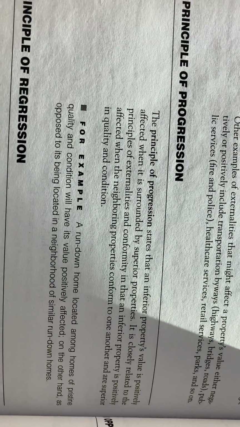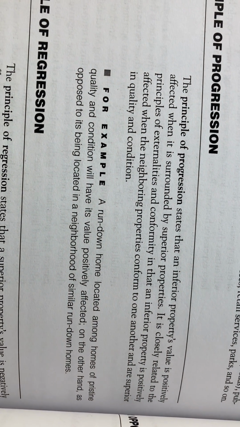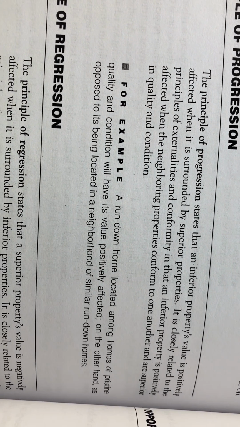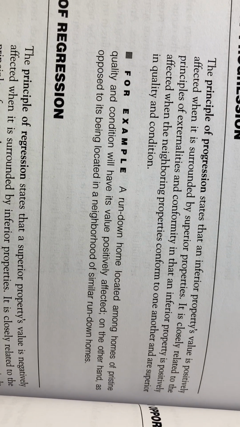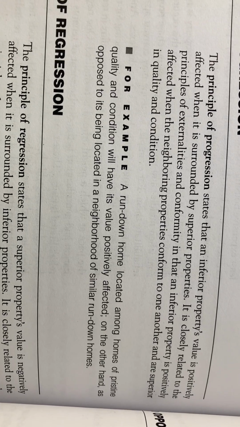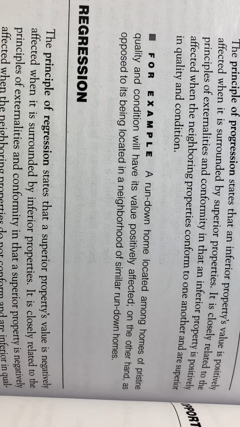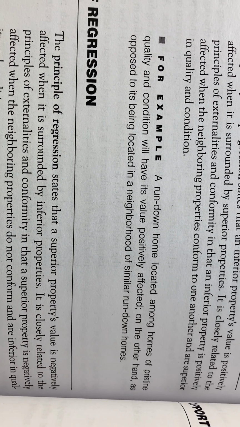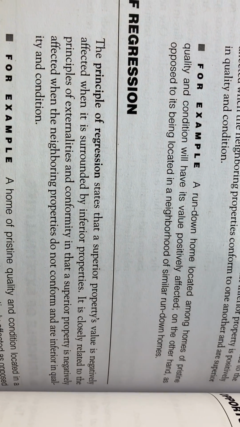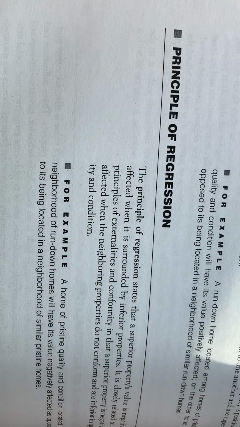Principle of progression. The principle of progression states that an inferior property's value is positively affected when it is surrounded by superior properties. It is closely related to the principle of externalities and conformity in that an inferior property is positively affected when the neighboring properties conform to one another and are superior in quality and condition. For example, a rundown home located among homes of pristine quality and condition will have its value positively affected, as opposed to its being located in a neighborhood of similar rundown homes.